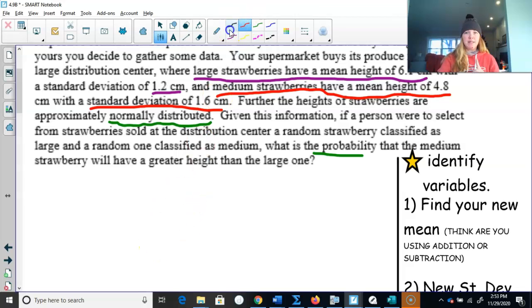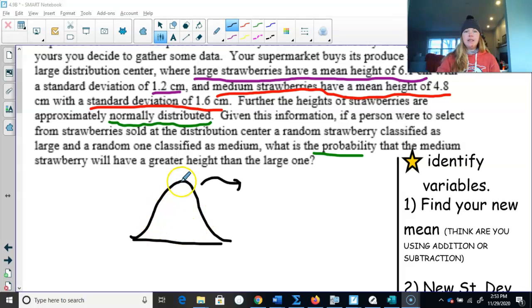So we just talked about, okay, how am I going to prove that one is bigger than the other? We're going to subtract it. We're combining this distribution right now, and I'm going to set it up like this. I'm going to say that this distribution describes large strawberries minus medium strawberries.